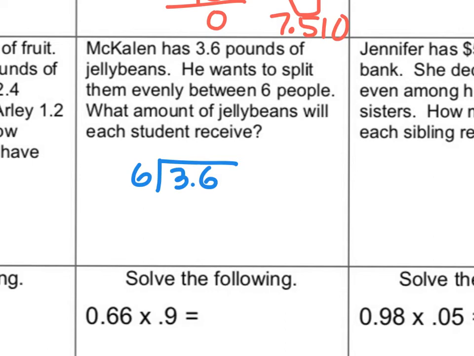It's 3.6 divided by 6. And of course, all you have to do is put an x up top because 6 cannot go into 3, and 6 can go into 36 exactly 6 times. And because you have one number behind the decimal, it's 0.6. So every person will have 0.6 pounds of jelly beans.